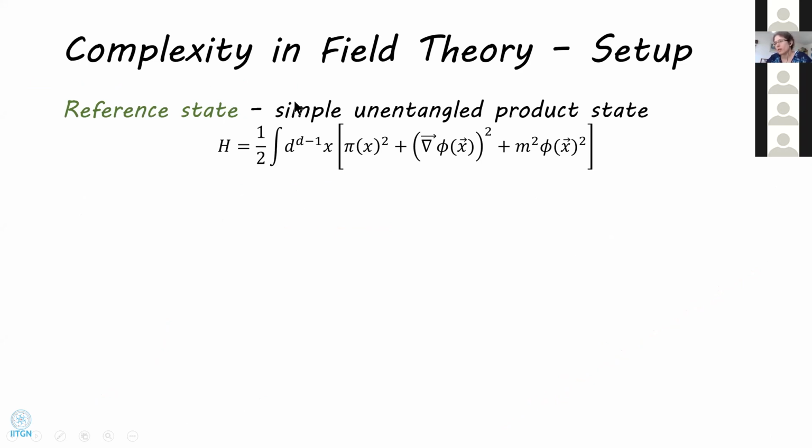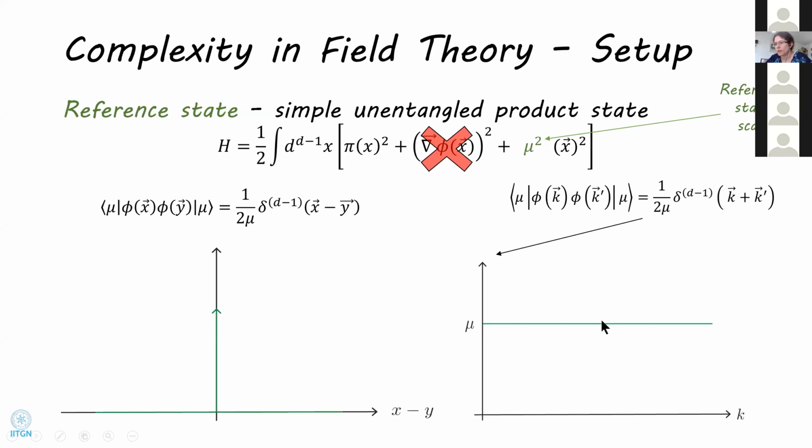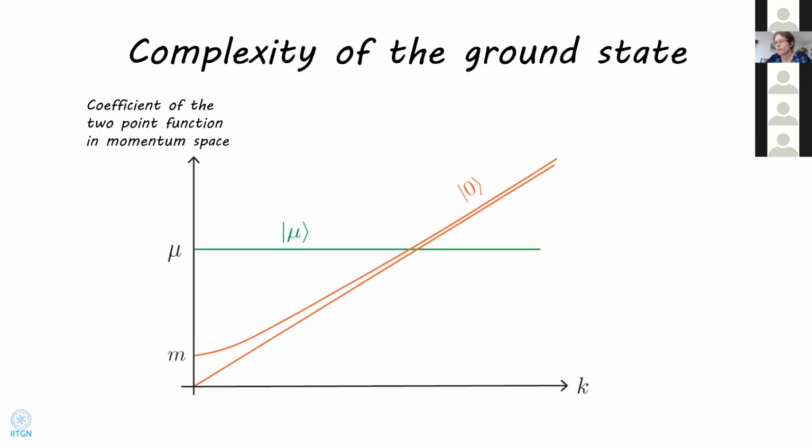For the reference state, I said that I was looking for a simple unentangled product state. The reason that the vacuum is very entangled, so that if I cut a region out of it I get some entanglement entropy, is this derivative term that couples sites to the sites next to them. If I turn it off, and I don't necessarily have to consider the same mass, I could have a certain choice of the mass of the reference state, then I will get a state which is unentangled, whose coefficients in the 2-point function are simply constant. If I transform it back to position space, I simply get a delta function, which means that the different sites don't know about each other. Again, the unentangled property.